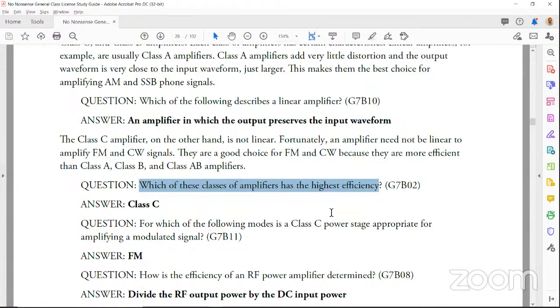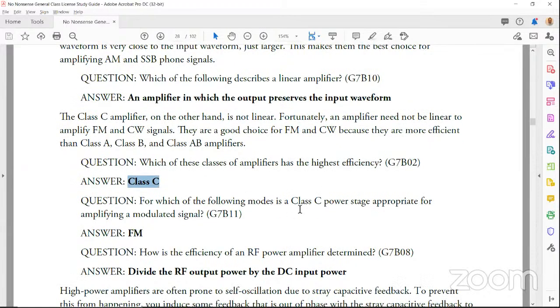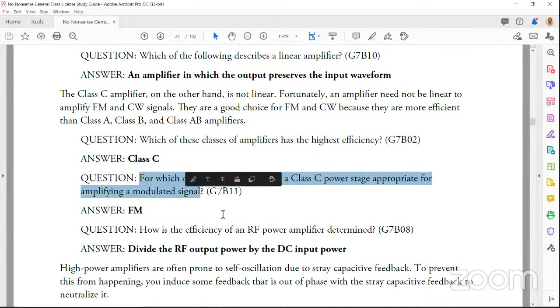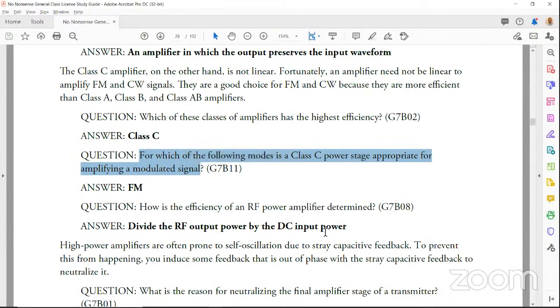Which of the classes of amplifiers has the highest efficiency? Last class, we dealt with the various classes of amplifiers, A, B, AB, C, D, and so on. So they're asking us which one has the highest efficiency. And as we learned the last class, we spent a little time on talking about it. It was the class C amplifier that had the highest efficiency.